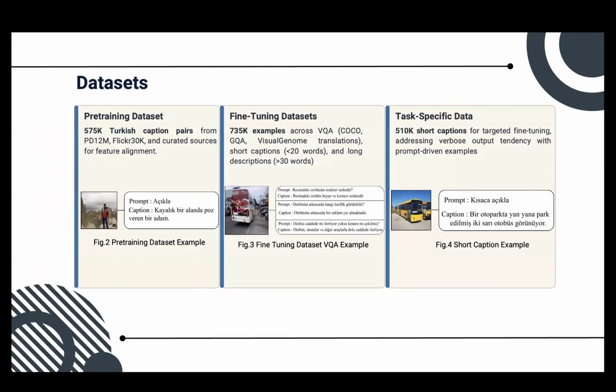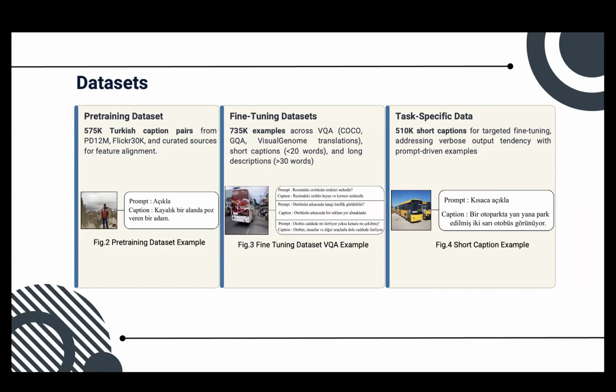Next slide is dataset. Quality data is the backbone of our system. We assembled comprehensive datasets for each training phase, as illustrated in figures 2, 3, and 4. Our pre-training dataset consists of 575,000 Turkish caption pairs sourced from PD12M and Flickr30K and other curated repositories. This provides the foundational feature alignment between visual and linguistic modalities.